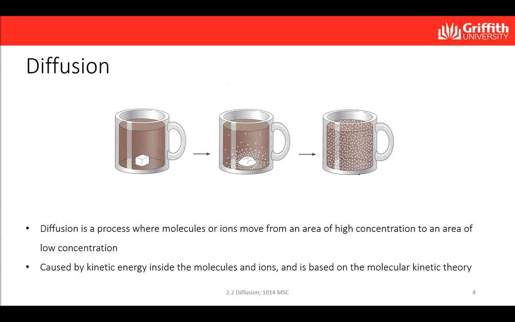Diffusion is a process where molecules or ions move from an area of high concentration to an area of low concentration. This movement of molecules down the concentration gradient is caused by the kinetic energy inside the molecules and ions and is based on the molecular kinetic theory.